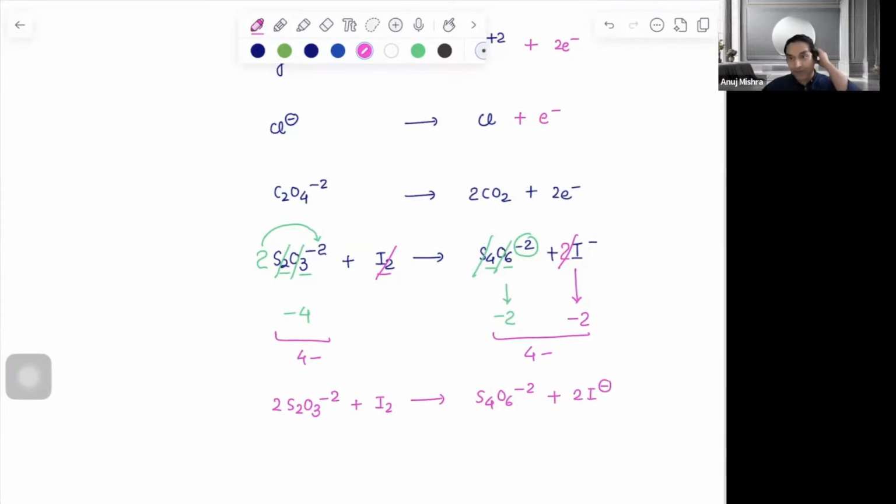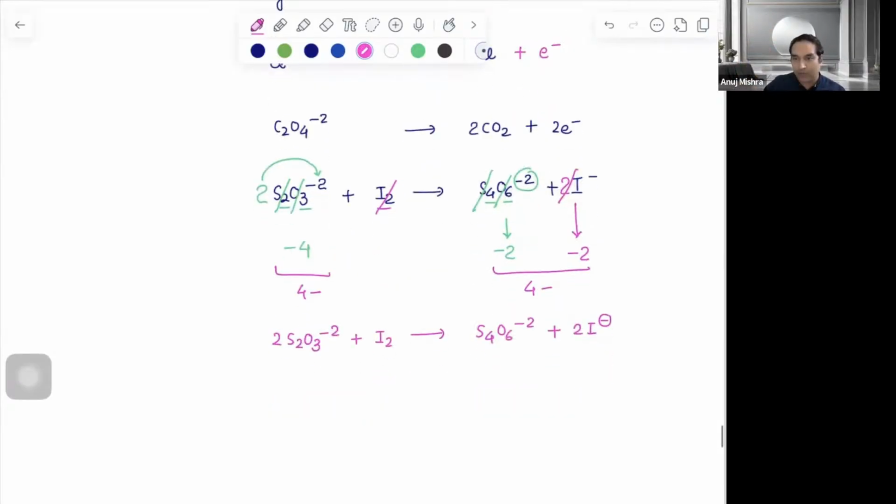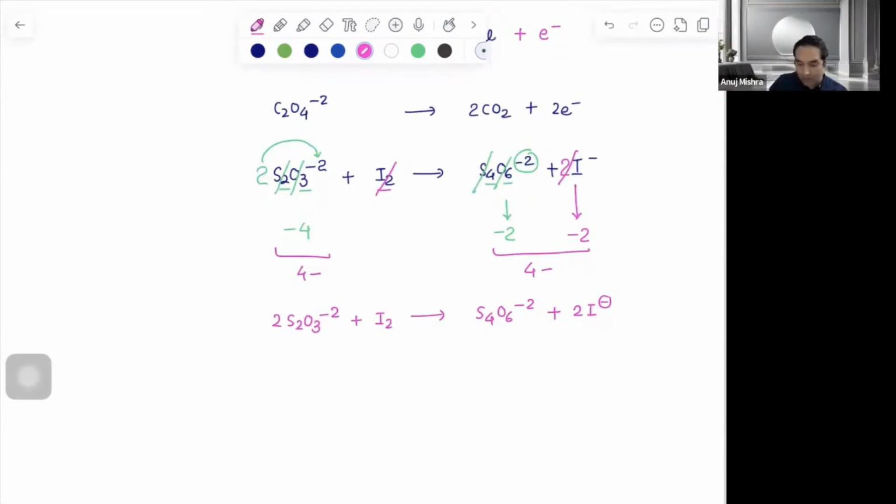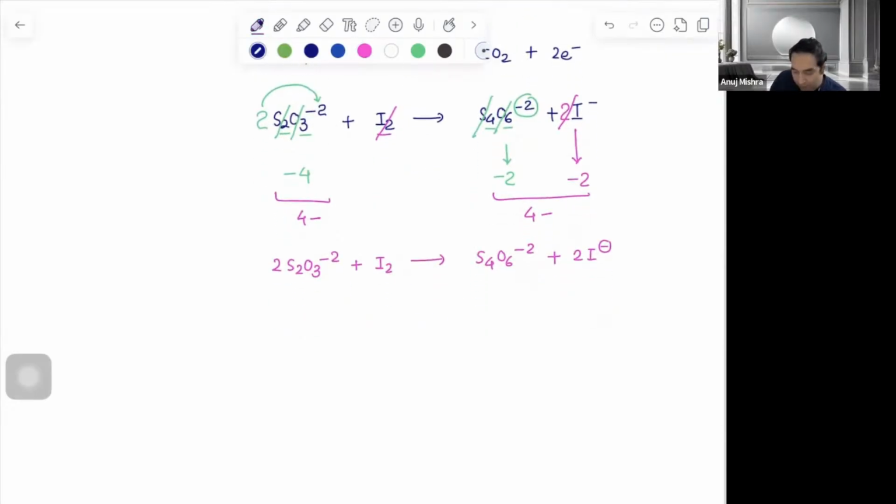Okay. Any problem with this? How many understand this balanced equation? Raise your hand. So gradually, if you observe, we are going one level higher. Slowly and gradually. All right. Coming to the next question.